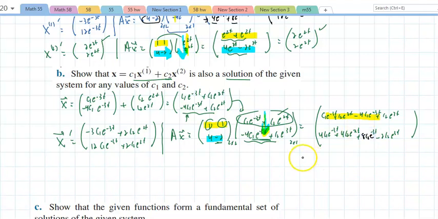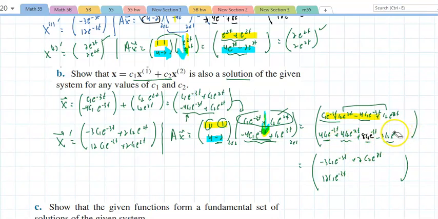And if I add those, c1 e to the negative 3t minus 4 of those will be negative 3c1 e to the negative 3t. And if I add those two, I'll get twice e to the 2t, right? And if I take those two and add them, wouldn't that be 12c sub 1 e to the negative 3t? And if I add those two, that would be 4 minus 2 is 2c sub 2 e to the 2t, which is pretty much what I got there. So it does show that a linear combination is also a solution.